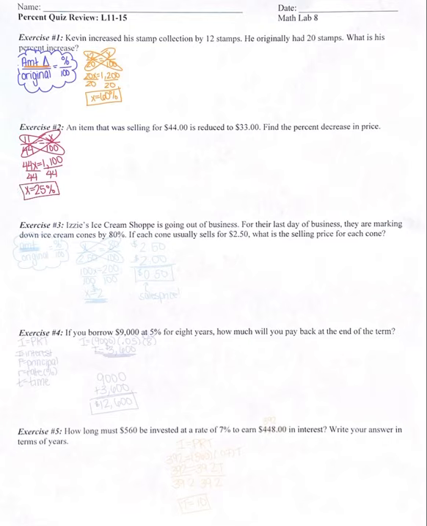Our next example is about marking down. Izzy's ice cream shop is going out of business. For their last day of business, they are marking down ice cream cones by 80%. What markdown means is you take a percent of the amount and you subtract it from the original. Markup is the opposite. Markup means you take a percent of the original and you add it on. They're charging more. If each cone usually sells for $2.50, what is the selling price of each cone?